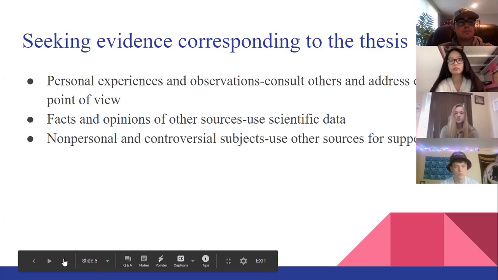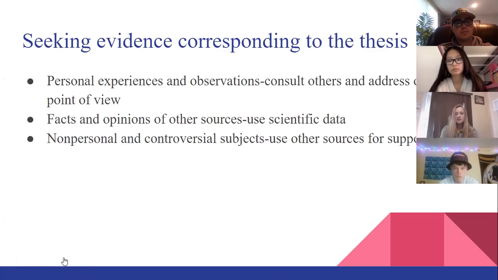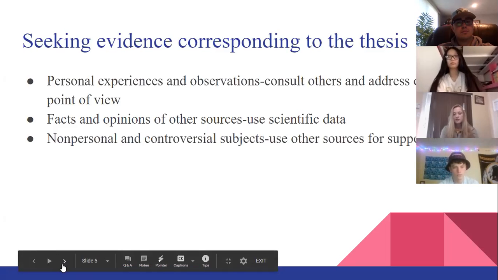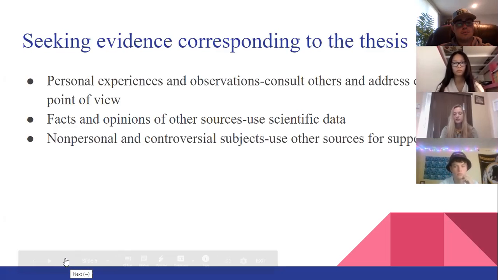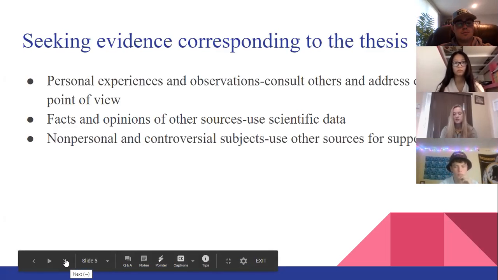In order to compose a well-written essay, you must have a thesis. A thesis is a claim made by the writer and the main idea being proven throughout the essay. When seeking details to support the thesis, the writer must keep in mind where the thesis was derived from. If the thesis is obtained from personal experiences and observations, it is important that the writer consults others for opinions and even addresses the opposing point of view. When using facts and opinions from other sources, the use of scientific data will help provide a strong argument to persuade readers. If the thesis is non-personal and addressing a controversial subject, the use of a wide variety of sources is crucial to prove your point.